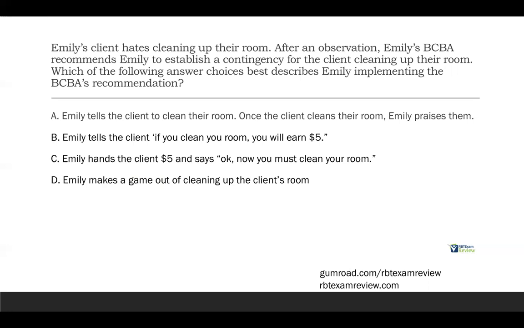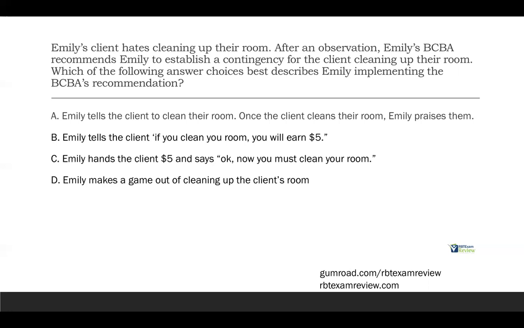So Emily did deliver something, but did she establish a contingency? No, she just said clean your room. She only gave the if. Okay, for it to be a contingency, there needs to be an if and a then. If Emily said, if you clean your room, I'll give you attention, that's a contingency. But Emily only delivered an SD with no contingency involved.